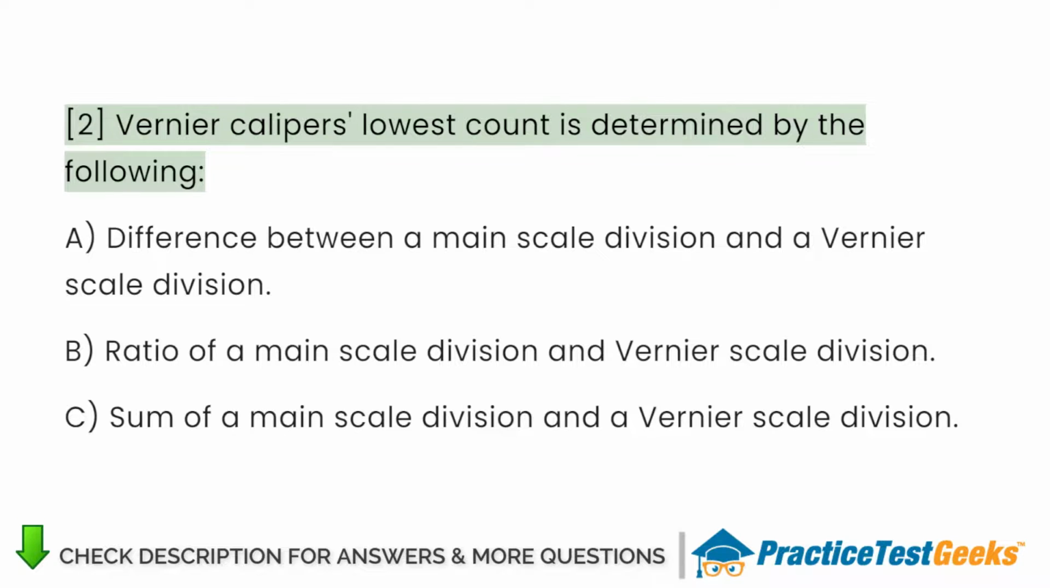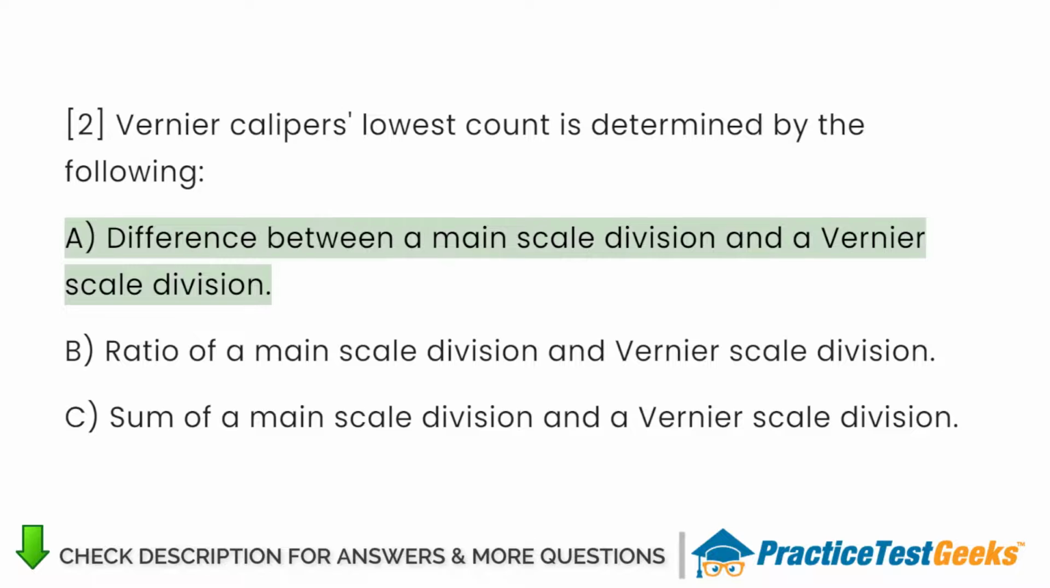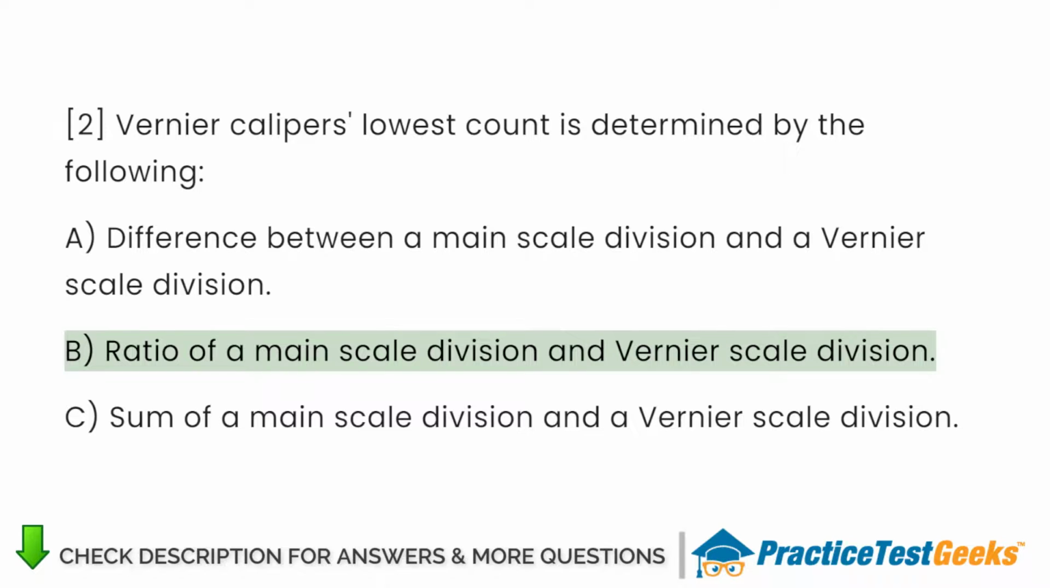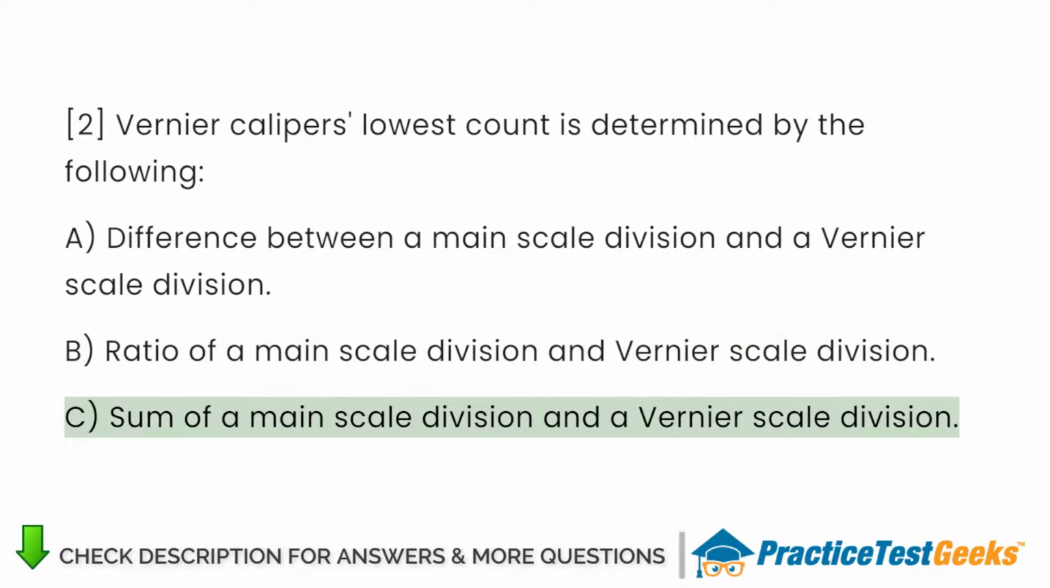Vernier caliper's lowest count is determined by the following. A. Difference between a main scale division and a vernier scale division. B. Ratio of a main scale division and vernier scale division. C. Sum of a main scale division and a vernier scale division.